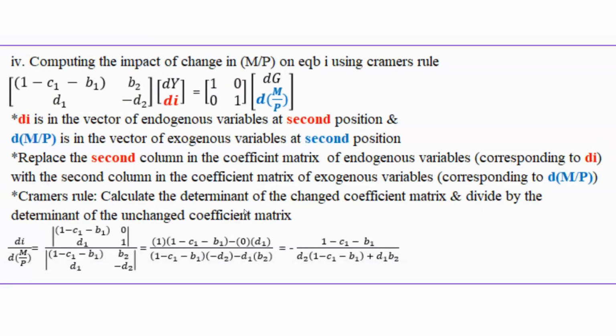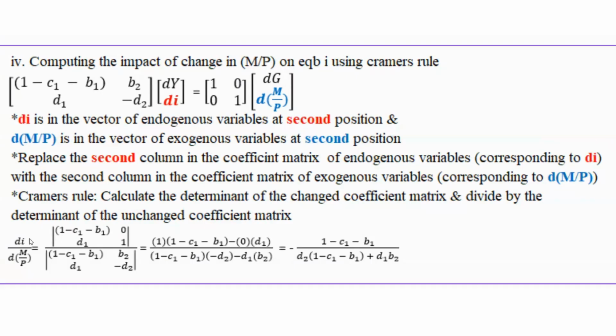So let's do the last one over here, which is that you want to compute the impact of change in real money supply on equilibrium value of I using Cramer's rule. Now we know again dI is in the vector of endogenous variables at second position, and dM by P is in the vector of exogenous variables at second position. So we replace the column corresponding to dI here with the column corresponding to dM by P here, right? So this column gets replaced with the column corresponding to dM by P, right?